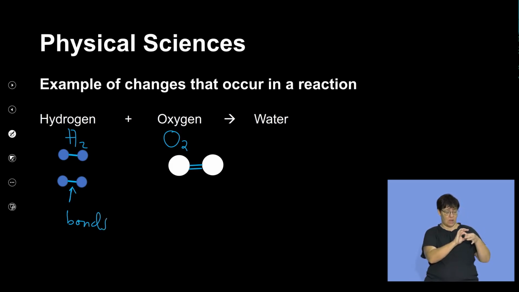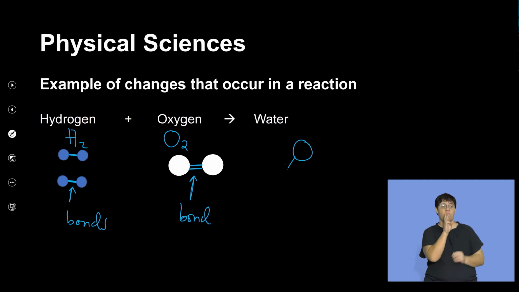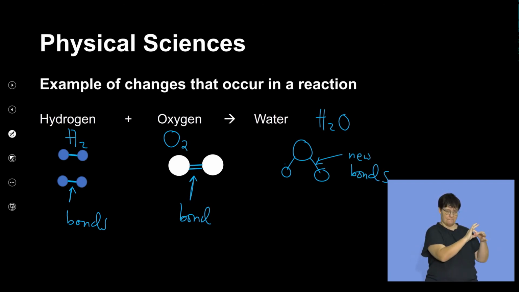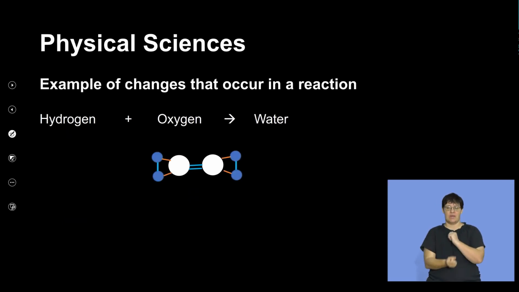These are bonds between the molecules that must be broken, right? So these are bonds that we talk of, for us to be able to form new substances. So in other words, if we have water as a product or as a new substance, these new bonds must be formed. So these are our new bonds. These are some of the changes that take place in a reaction.